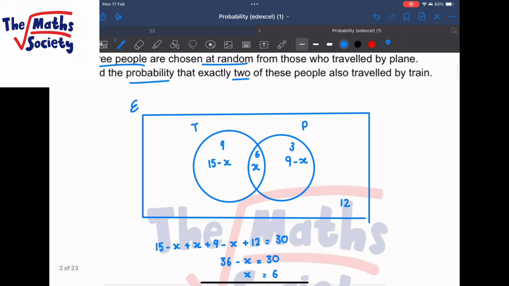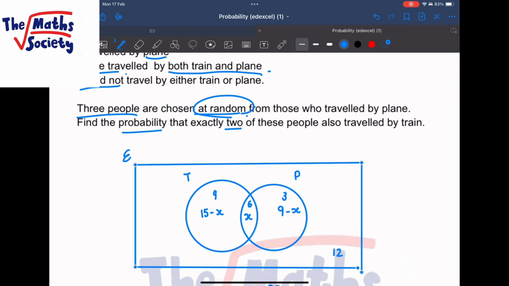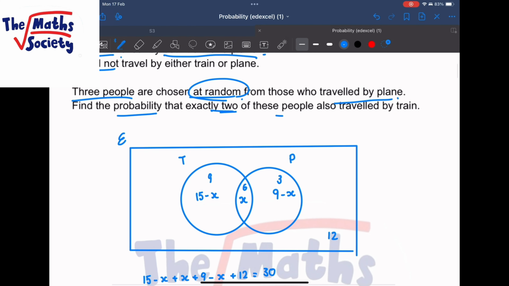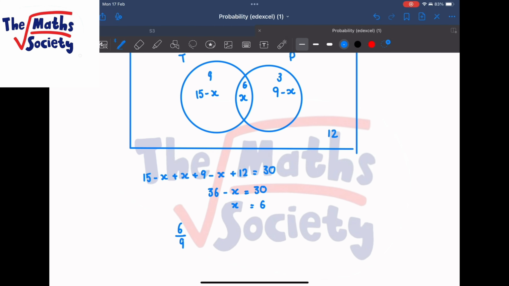And it says that 3 people are chosen at random from those who travel by plane. Find the probability that exactly 2 of these people also travel by train. So exactly 2 of these people. So we need to choose from the middle where they travel by both. So that's going to be 6 by 9 multiply, and then the second probability. So they also choose 2 people, right, that travel by both. 5 by 8 multiply, and then another one is that one of the people is only going to travel by plane. So we have to choose from 3. So that's going to be 3 by 7, and it equals 90 by 504.